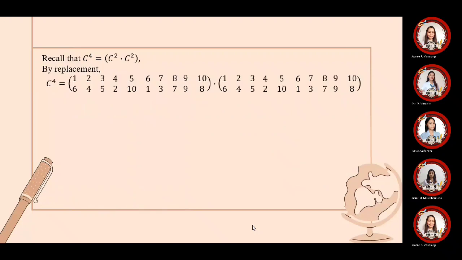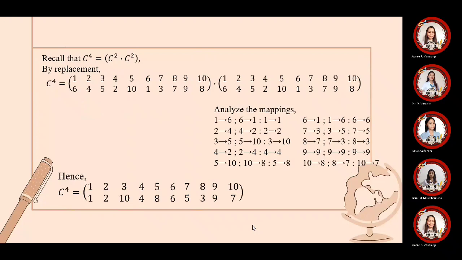So by replacement, our C raised to 4 will be 1 maps to 1, 2 maps to 2, 3 maps to 10, 4 maps to 4, 5 maps to 8, 6 maps to 6, 7 maps to 5, 8 maps to 3, 9 maps to 9, and 10 maps to 7.